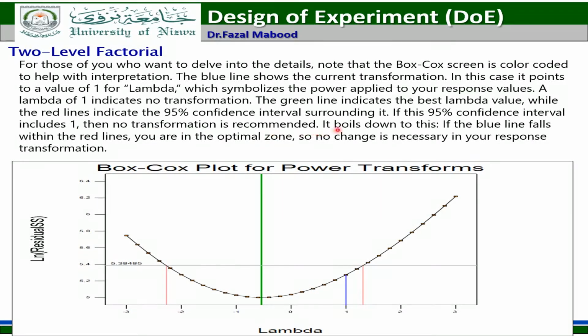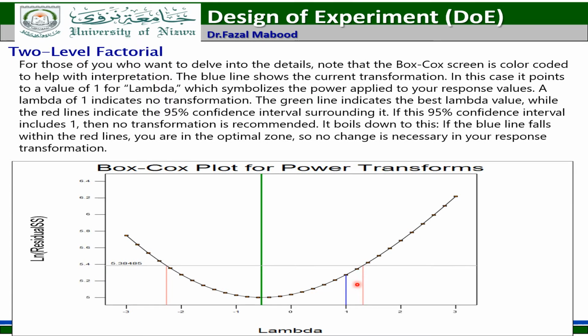So here you see the blue line is before the red line, so in this case you don't need any transformation. But if the blue line was coming after the red line, then it will tell you that you need some transformation. So the box cox plot can tell you whether you need any transformation in your model or not. If the blue line is coming before the red line, it means you don't need any transformation. But if it is coming after the red line, then you have to go for different types of transformation.